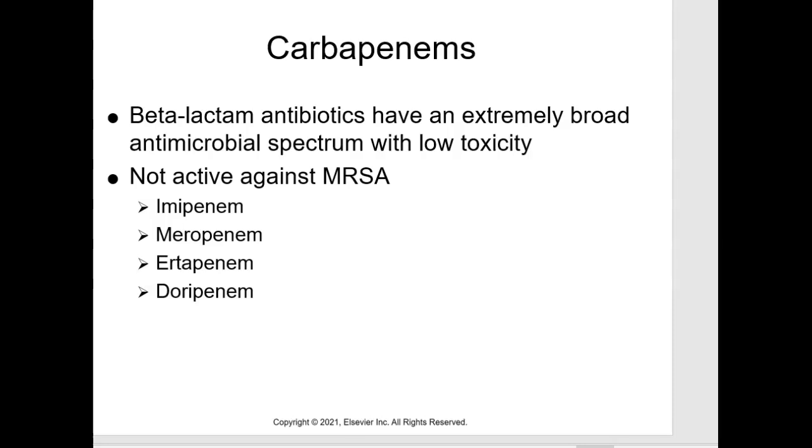Adverse effects: GI, nausea, vomiting, diarrhea are the most common. Superinfections can occur with bacteria or fungi in about 4% of patients. There are very rare reports of seizures. You can have hypersensitivity reactions, and patients allergic to other beta-lactam antibiotics may be cross-allergic with imipenem, but it's less than about 1%.